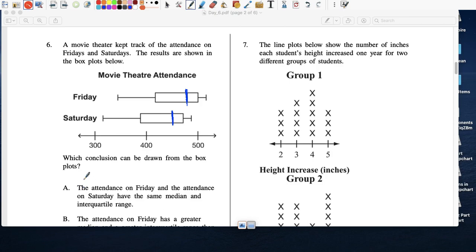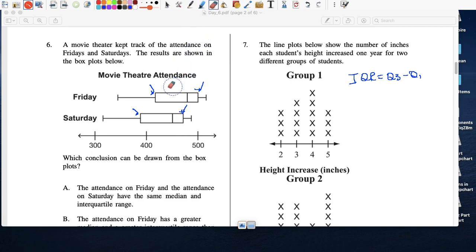B, the attendance on Friday has greater median, well, true, and a greater interquartile range. Now, the interquartile range is Q3 minus Q1. It'd be this value here minus this value. That would give you the interquartile range. Is the interquartile range of Friday greater than the one on Saturday? They actually look the same. So if you subtracted this number, and this number, and compared, it looks like they are the same. So B doesn't look like it's correct.